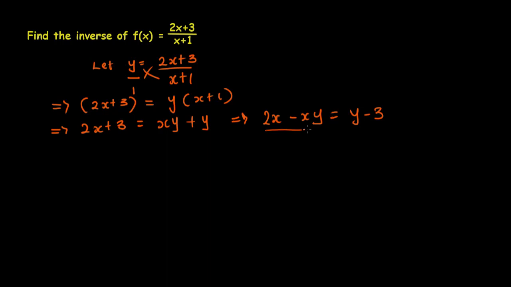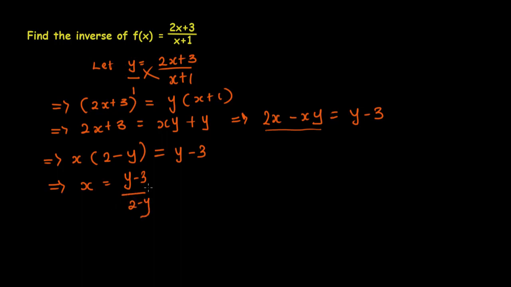So we're going to factorize x from this side of the equation. So this implies that x into 2 minus y is equal to y minus 3. Dividing both sides by 2 minus y, we're going to have that x is equal to y minus 3 divided by 2 minus y. Now, the third step says that we should replace x with f inverse of y. So this x here is going to turn to f inverse of y. So f inverse of y is equal to y minus 3 over 2 minus y.